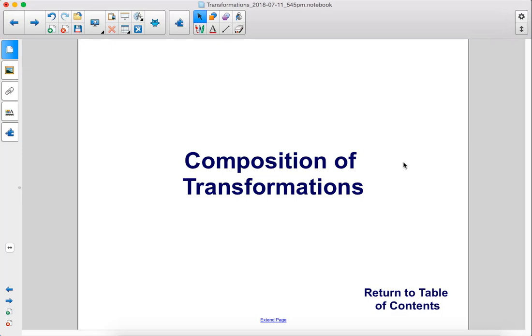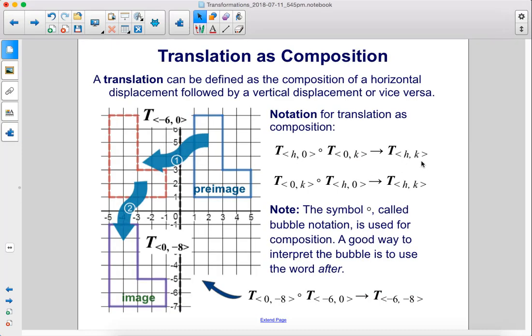Composition of transformations. Translation as composition. A translation can be defined as the composition of a horizontal displacement followed by a vertical displacement, or vice versa. Notation for translation as composition looks like this. Note the symbol circle, called bubble notation, is used for composition. A good way to interpret the bubble is to use the word "after."